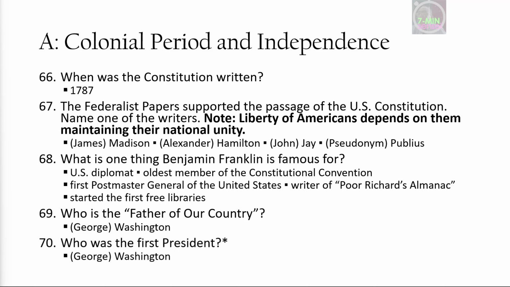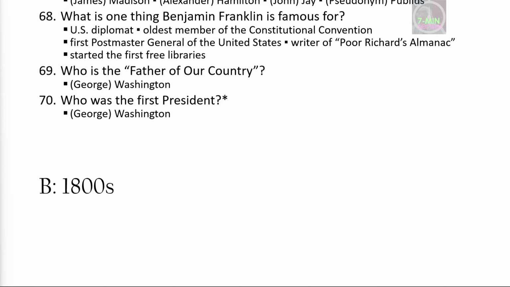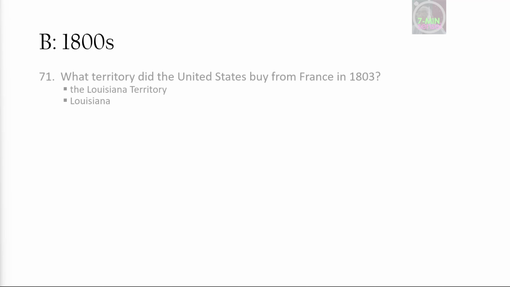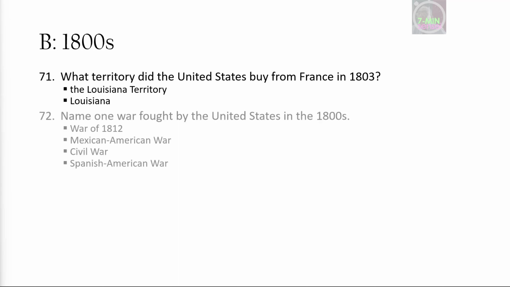Who is the father of our country? George Washington. Who was the first president? George Washington. B. 1800s. What territory did the United States buy from France in 1803? The Louisiana Territory. Louisiana.